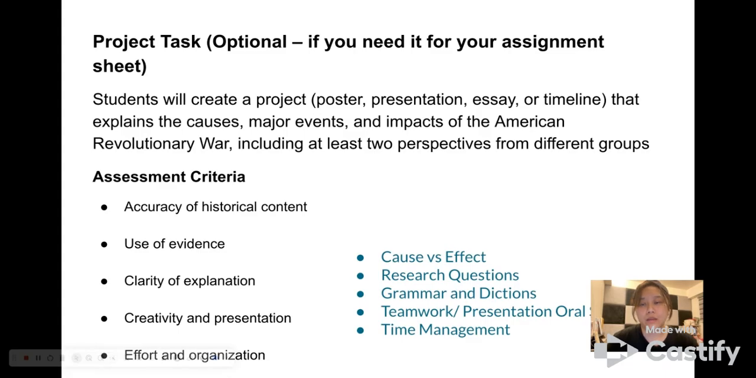So what am I assessing? Accuracy, evidence, clarity, creativity, effort. Okay, now the green part is where I would like you to focus more. Put thinking into cause and effect, put more thinking into research questions, put more careful thinking into grammar and diction, like word choices, and then put more thinking into others' perspectives.